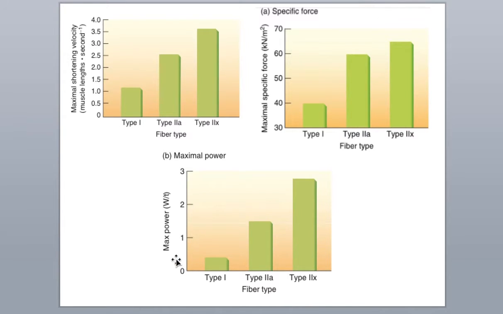Now, power, type 1 muscle fibers don't produce a lot of power. Type 2A fibers produce a significantly more amount of power than type 1 fibers, but again, the type 2X fibers, they are basically the powerhouse muscle fibers. Right? They're going to produce a lot of force really quickly, and that's what they're designed to do.